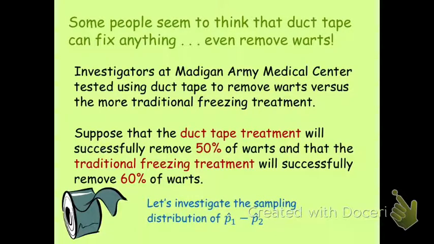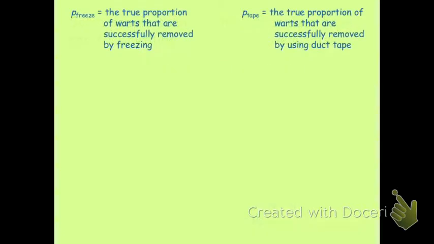So like the last units, you start out with sampling distribution, which is like the first third of the unit, and then confidence intervals, and then hypothesis testing. So this unit is all 3 combined into 1. So here we have defined our variables, P sub freeze and P sub tape.